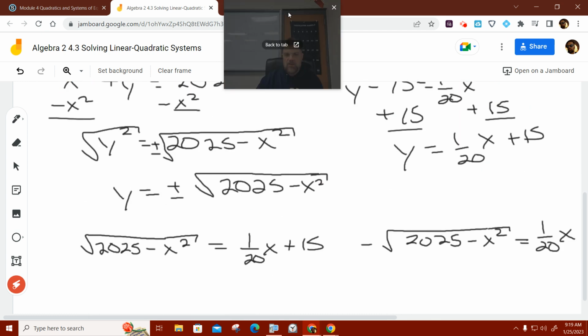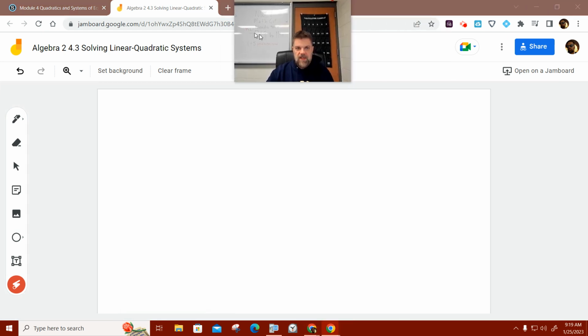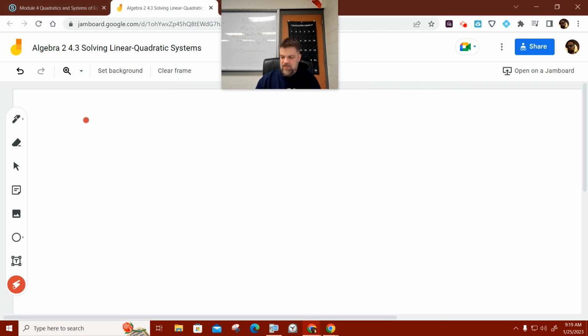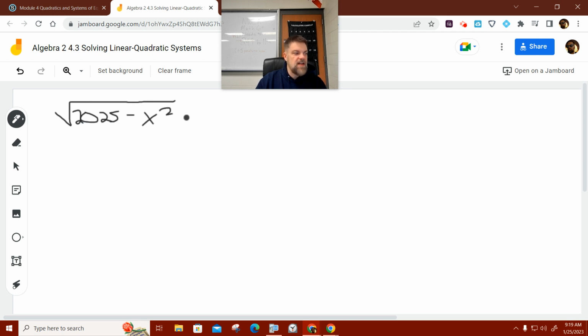Now we're going to do this algebraically. I'm going to recopy it over here because this is a lot of stuff to write down, and we're going to take some square roots and have to use a calculator. To solve it algebraically, we have to do it with the positive root and the negative root. So I'm going to say the square root of 25 minus x squared, and I'm copying this from the last line on the previous slide, is equal to 1 over 20 plus 15x.